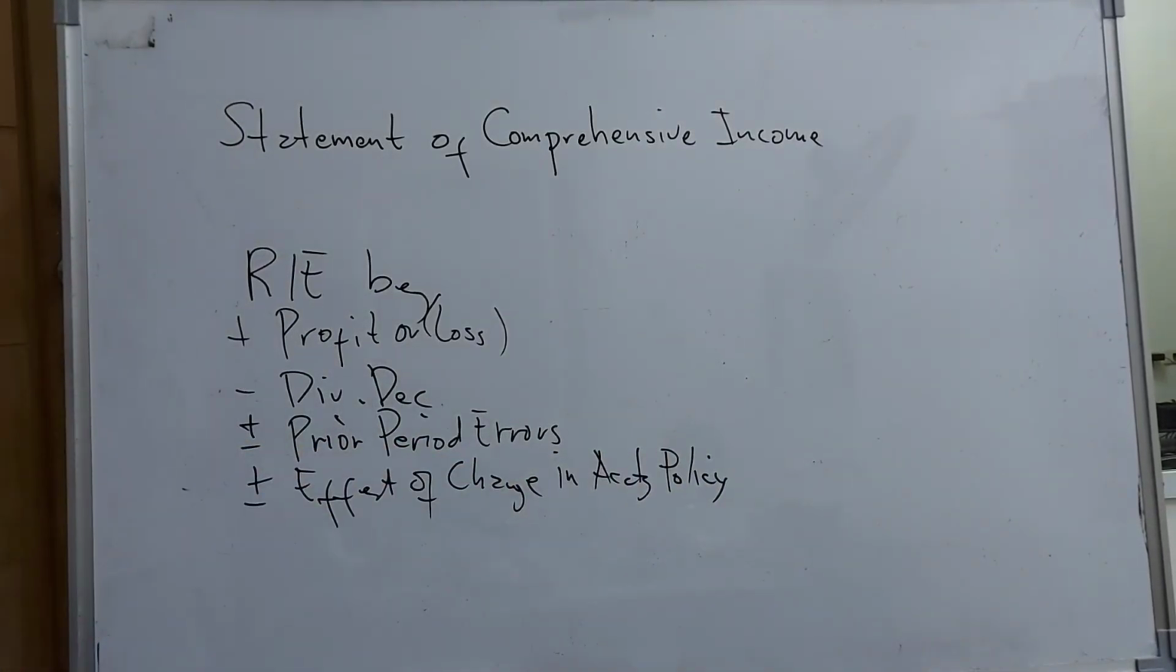Itong effect of change in accounting policy, parang katulad, kunyari, ang ginagamit mo sa inventory ay, let's say, FIFO method, tapos nag-change ka ng method, naging average method. So, yung effect nun, pwedeng plus or minus. So, yun yung tinatawag na effect of change in accounting policy. So, madiscuss yan sa corporation. Okay, so, binigay din yung example ng statement of retained earnings sa page 196.